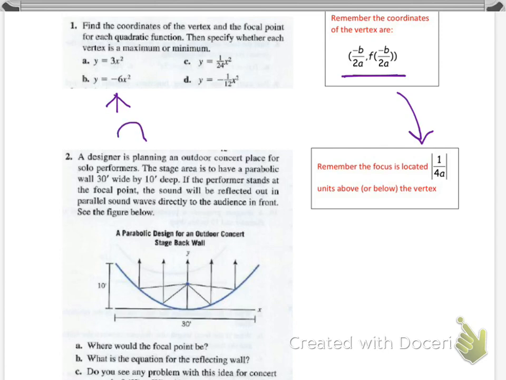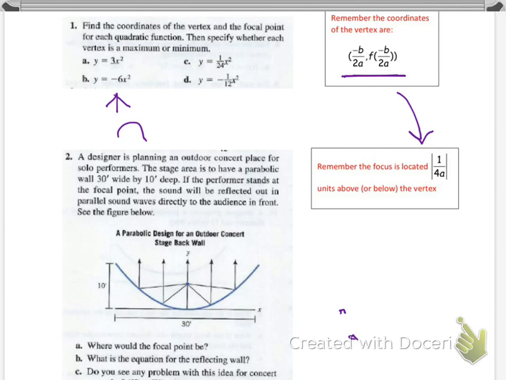If your leading coefficient is positive, like it is in this situation for C, then you're going to be concave up, and it'll be a minimum. Okay, maximum for concave down, minimum for concave up. So you should be able to go through those problems for number 1 without a whole lot of work on your part. Okay, coming down to number 2.